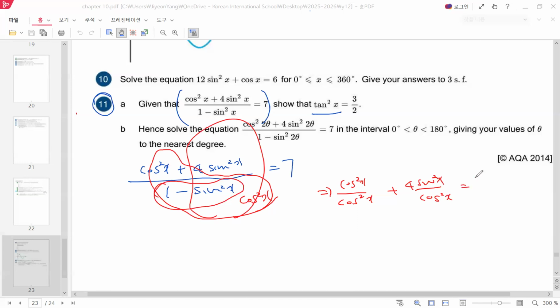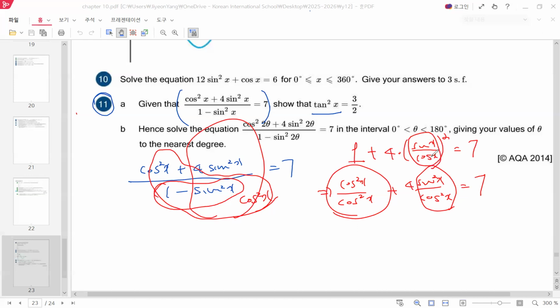Since this value is 1 plus 4, this one is sine over cosine, squared, which is, how can you convert this one? Tangent. So 1 plus 4 tangent square x equals 7, means 4 tangent square x is 6, means 3 over 2.